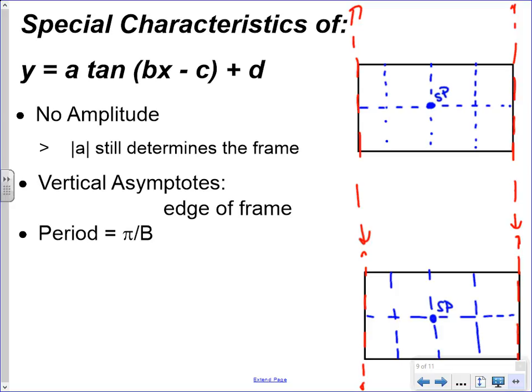Okay? Then what you will do, for this tangent with a positive a, is put a point on the edge up at this quarter mark, and put a point down here at this quarter mark, and you will draw in your curve.